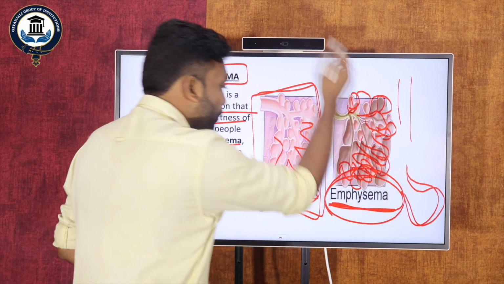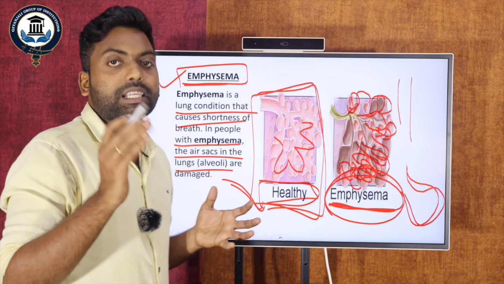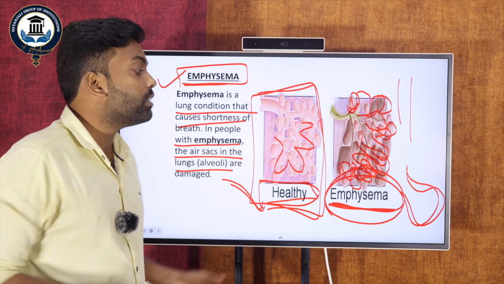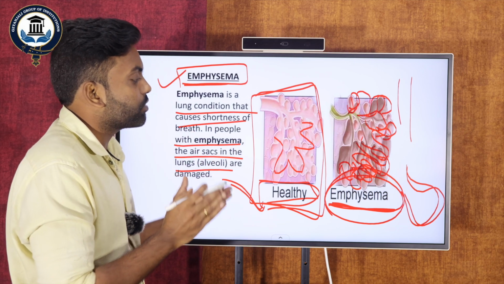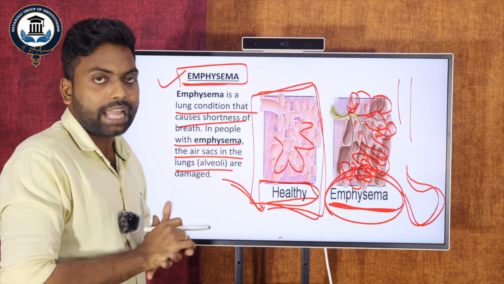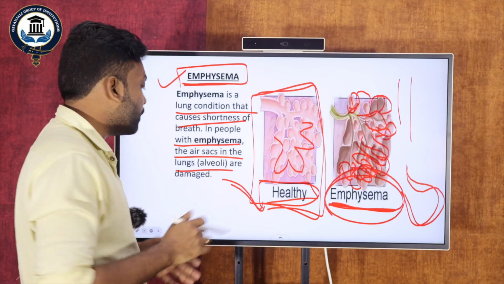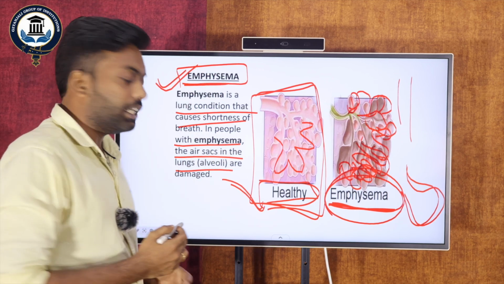My dear students, when the alveoli are damaged, the complete respiratory system will be damaged, because the exchange of gases takes place only in the air sacs, the alveoli. Once they are damaged, the respiratory system is necessarily damaged. So this is about the clinical disorder emphysema.